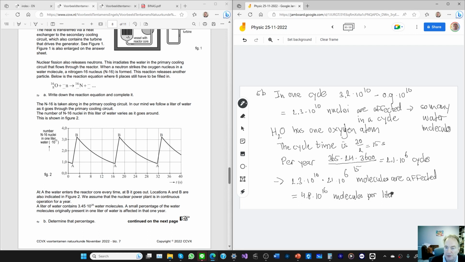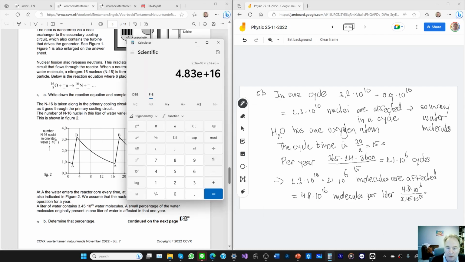And as a percentage, that's then 4.8 times 10 to the power 16 divided by 3.45 times 10 to the power 25. That's actually a very small percentage: that ratio times 100% is 1.4 times 10 to the power minus 7%.